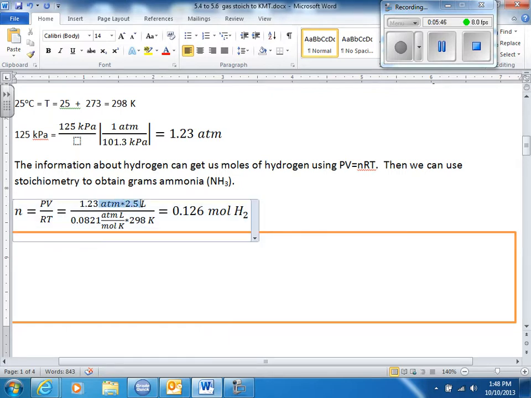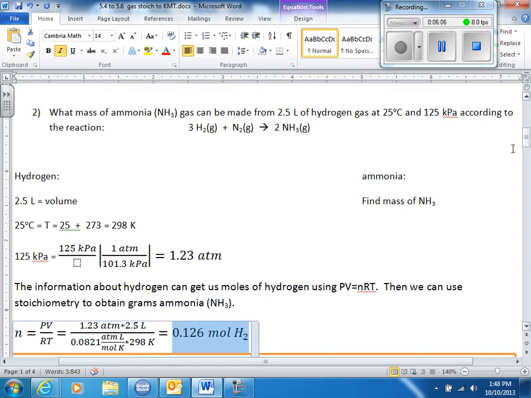Notice I'm writing down all the units. Students tend to leave off the units, and then your answers end up wrong because you made some mistake and you didn't notice with your units that you made a mistake. Okay, so we get our moles of hydrogen. Notice again, hydrogen is H2 because it's a Hofbrinkel gas.